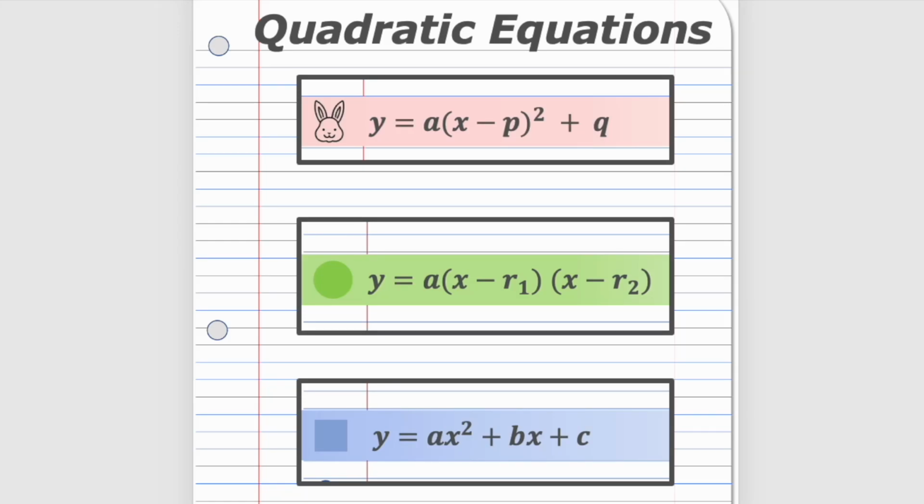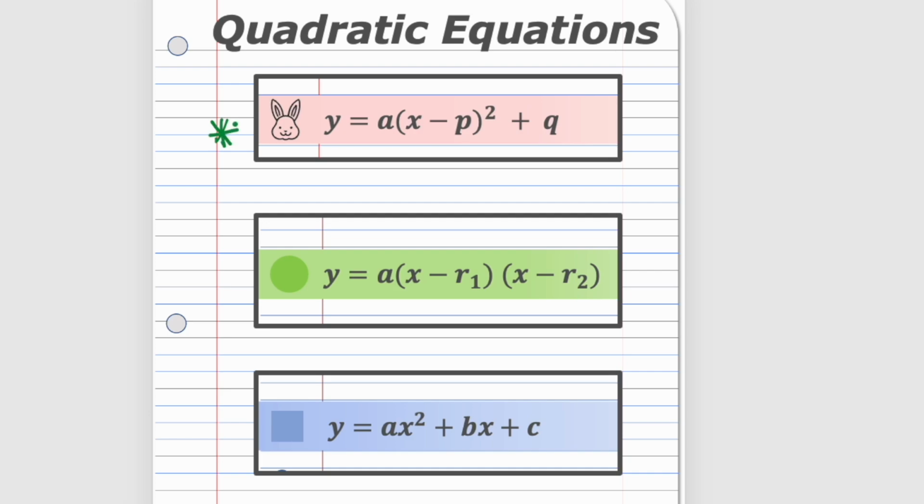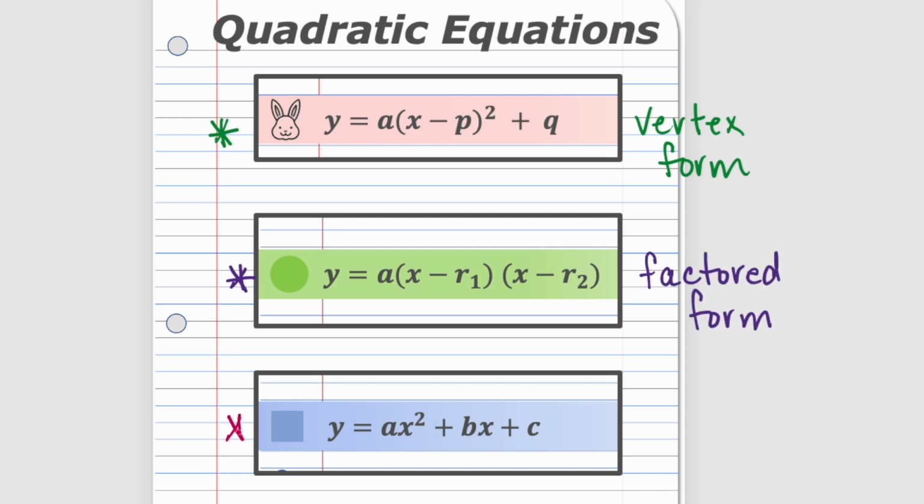Recall that quadratic equations can be written in different forms. The first form we call the vertex form, usually. The second one is the factored form. And the third one is the standard form. Of course, different resources may call them different things, but I'm going to stick to these words.